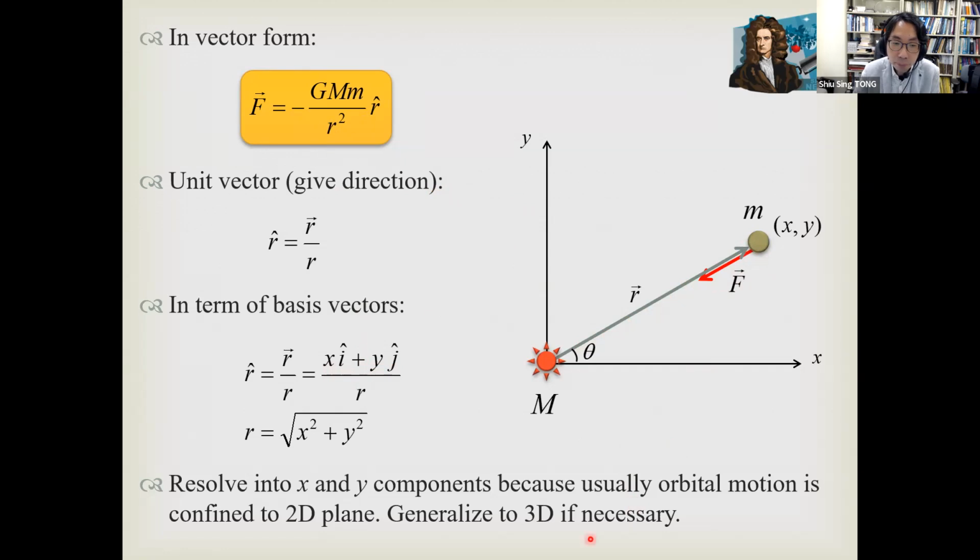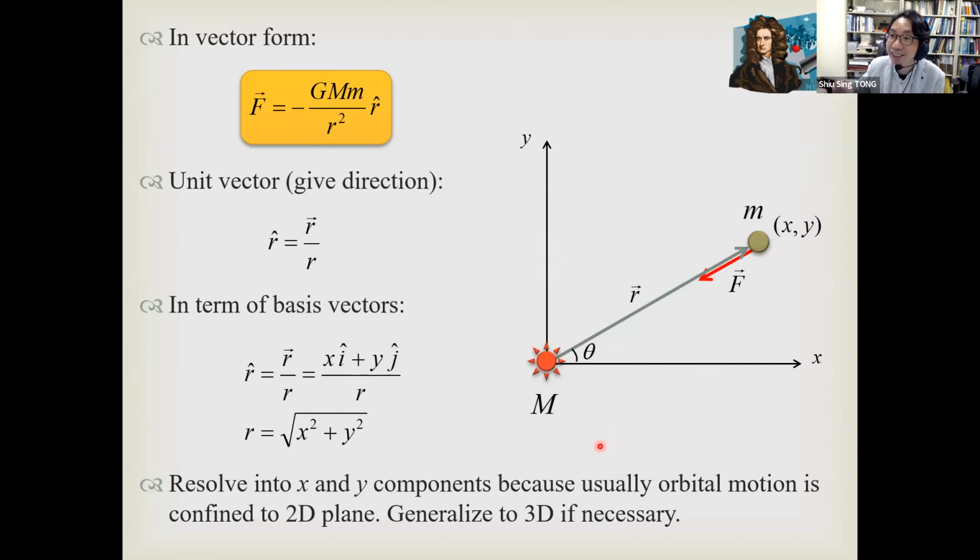Okay. Now this is a 2D formula, but you can generalize to 3 dimensions if necessary, but that is usually not necessary because in most situations we study the gravitational force between 2 objects which lies on the plane. So the motion lies on the plane, we don't need to generalize it to 3D.